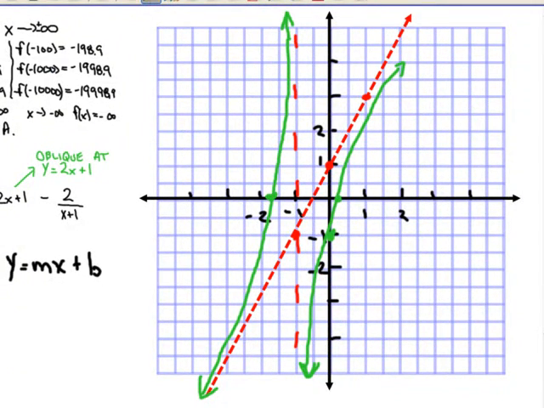So in class tomorrow, we're going to look at one more type of special case for these functions.